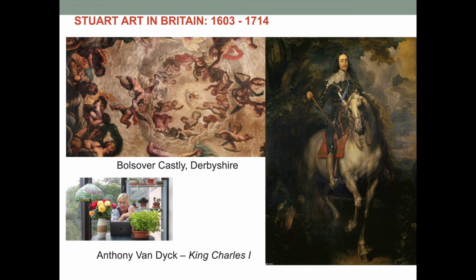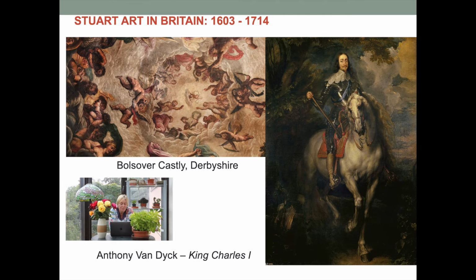And we have the Stuart art in Britain, which more or less corresponds to the 17th century. So the Tudors are the 16th century and the Stuarts are the 17th century. We have another great foreign artist forming a close collaboration with the monarch. So we have Sir Anthony van Dyck, a Flemish artist who came to Britain, who even became knighted. That's why Sir Anthony.